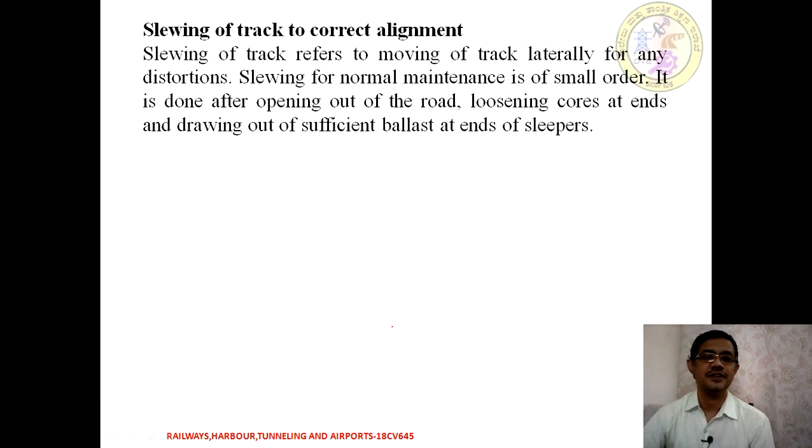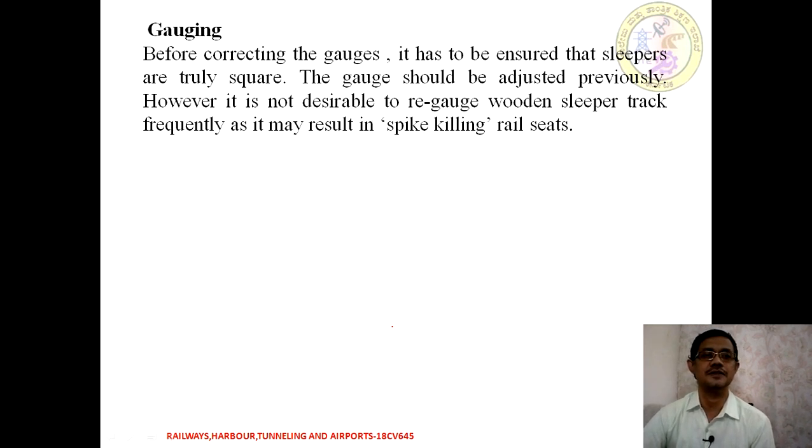Next is the slewing of a track and correct alignment. Slewing of a track refers to moving the track laterally to correct any distortions. Slewing for normal maintenance is of a small order. It can be done after opening out the road, loosening the cribs and ends, and then drawing out sufficient ballast on each end of the sleeper. Then the slewing is going to be corrected with respect to alignment.